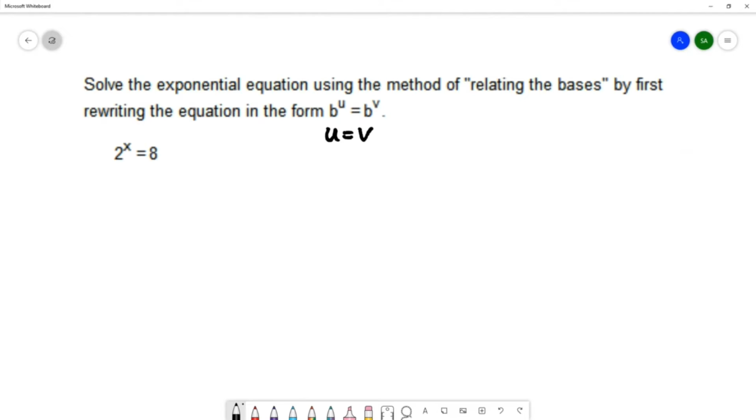So this example is 2 to the x equals 8. And on the right-hand side, I can rewrite 8 as 2 cubed. And we have 2 to the x on the left. And now we've written it so that we have the same base on both sides, just like we have here. And so these exponents must be equal to each other. X must equal 3. And that is the solution to this equation.